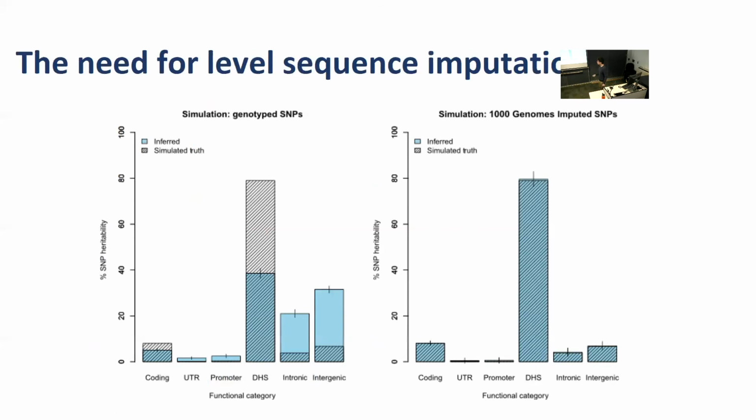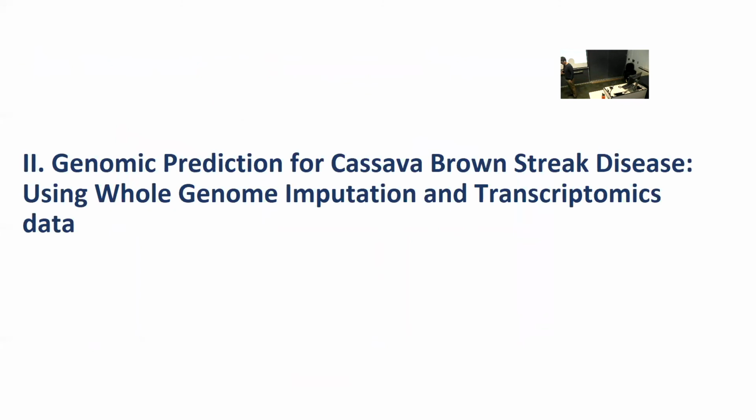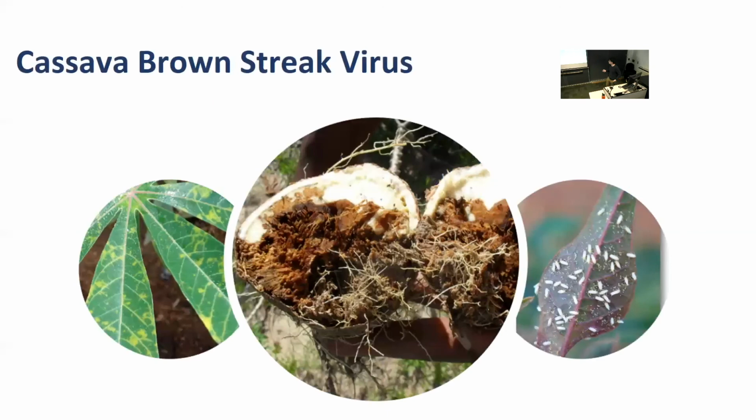Now, the second topic that I want to talk to you about is actually a case study, my first approach to use biology to improve genomic prediction. As I told you, I was really interested in working with biotic diseases, biotic stresses. So cassava brown streak disease was really attractive to me. So in this study, I tried to use whole genome imputation and a transcriptomic study that I will later show you to increase the performance of this model.